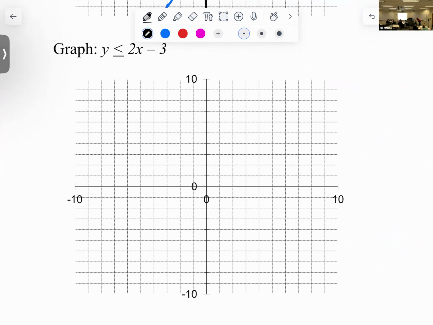Let's do that again, but now notice the inequality is changing. We still have the same line again.